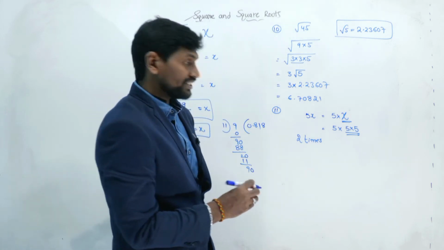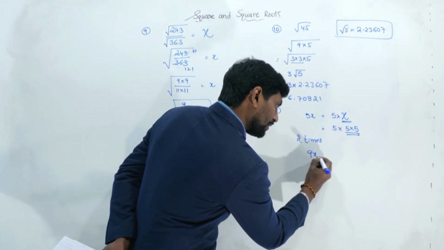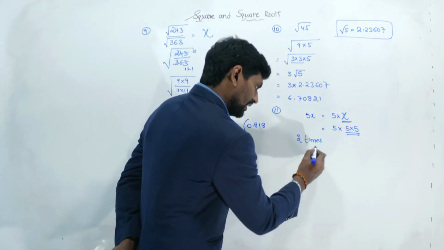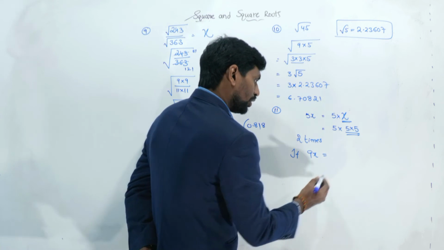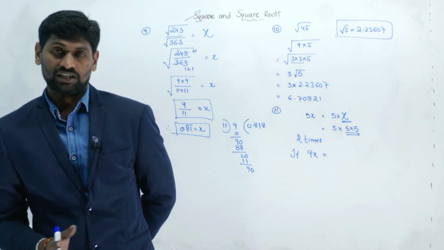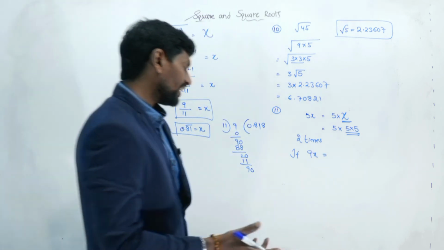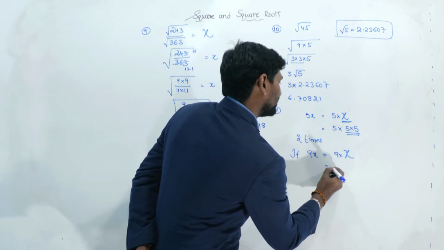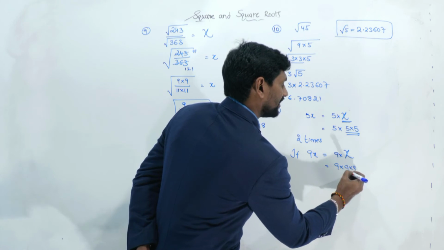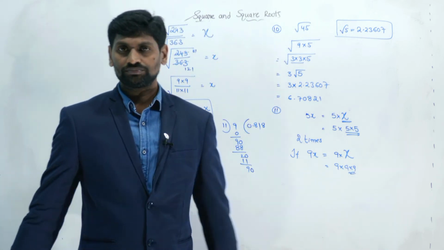For example, if the question is given as 9x is a perfect cube, how many times do you have to take the value of 9? It is also taken like this: 9 into x, so that means 9 into 9 into 9. So 2 times. Okay?